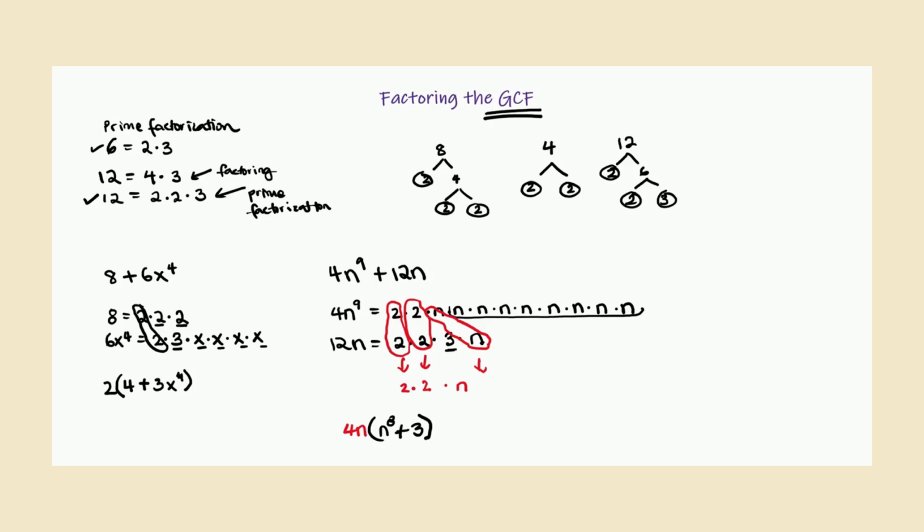Now keep in mind that once you're done factoring, you should be able to multiply this expression to get what you started with. So 4n times n to the 8th is 4n to the 9th, and 4n times 3 is 12n, which is what we started with. So you can always check your work that way to make sure that you have factored properly.